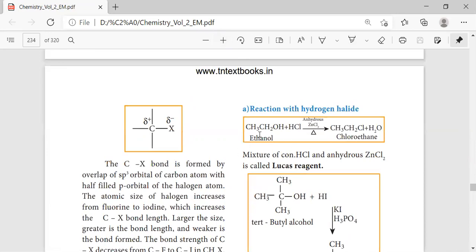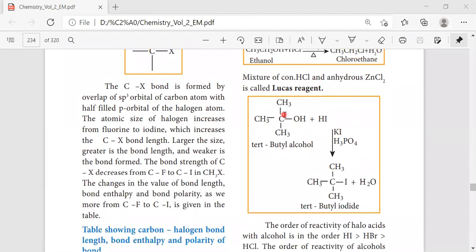See here the reaction is ethanol எடுத்துட்டு அதோட HCl போட்டோம்னா then we get, in the presence of anhydrous zinc chloride, chloroethane, okay, with the elimination of water molecule. Now this mixture of concentrated hydrochloric acid and anhydrous zinc chloride is said to be Lucas reagent.